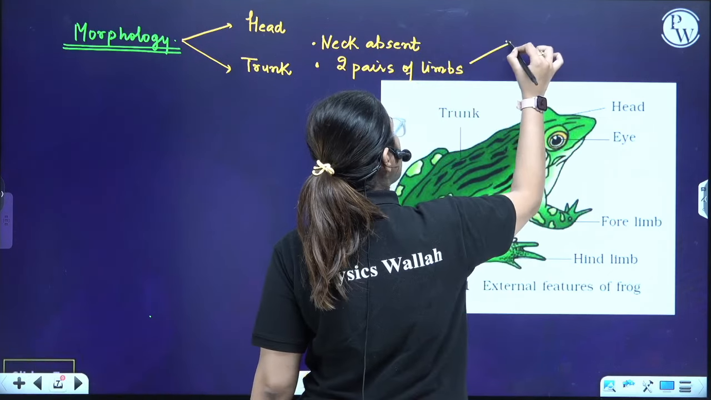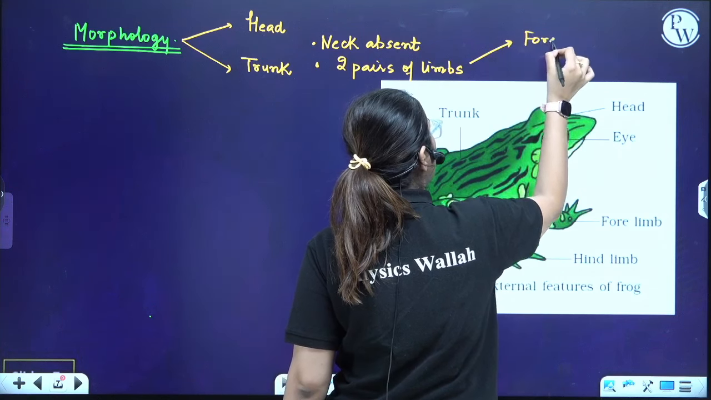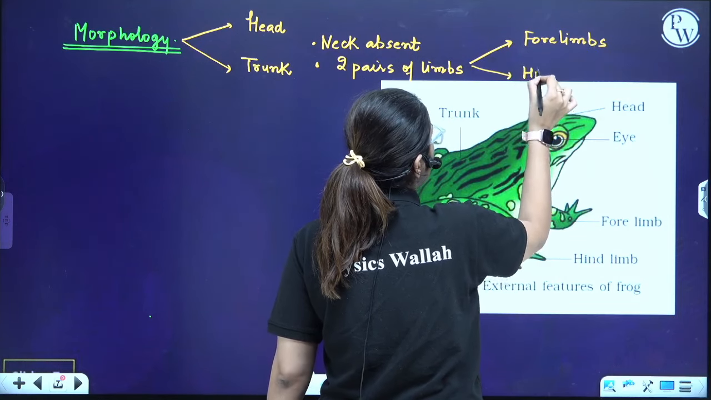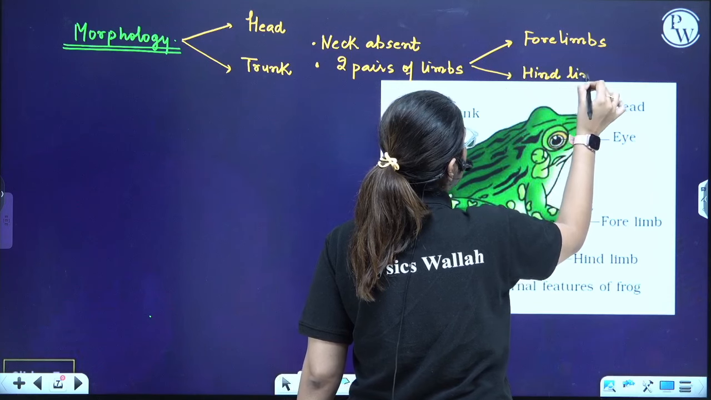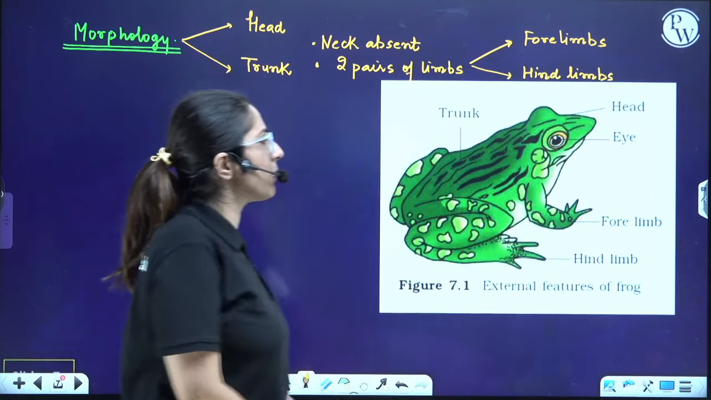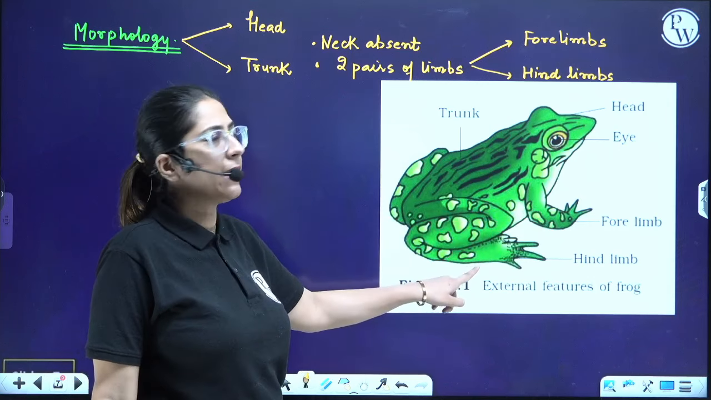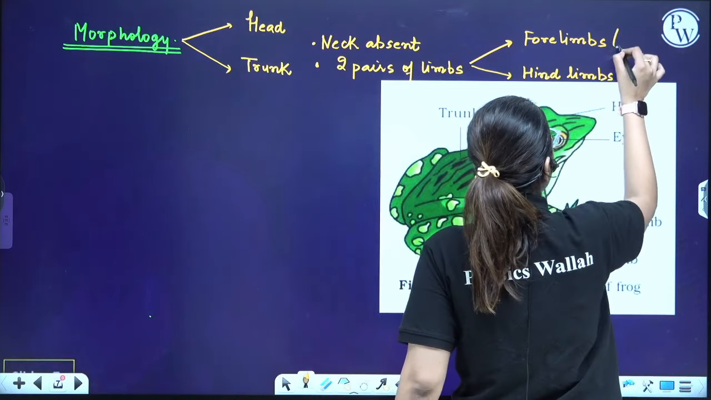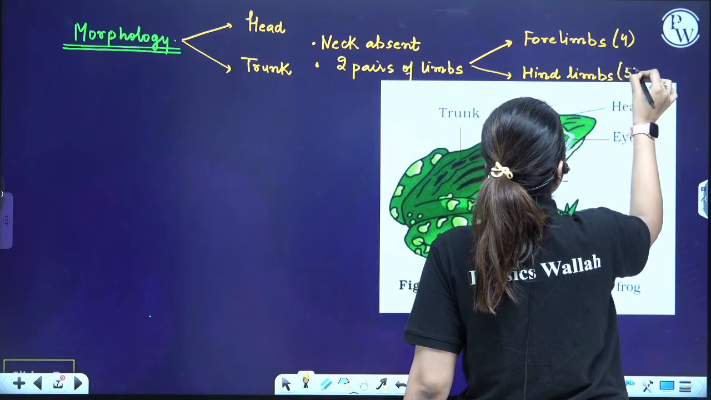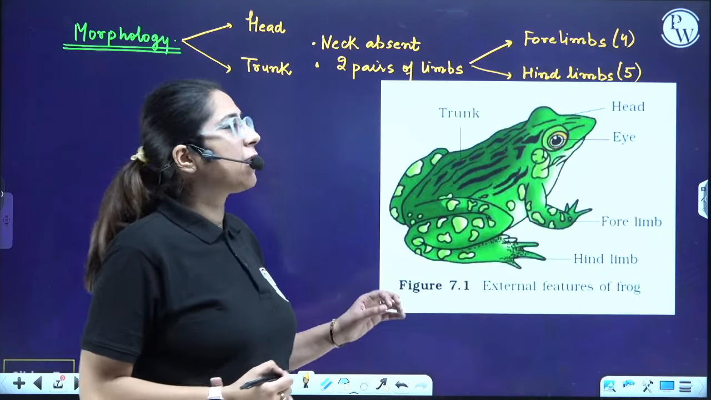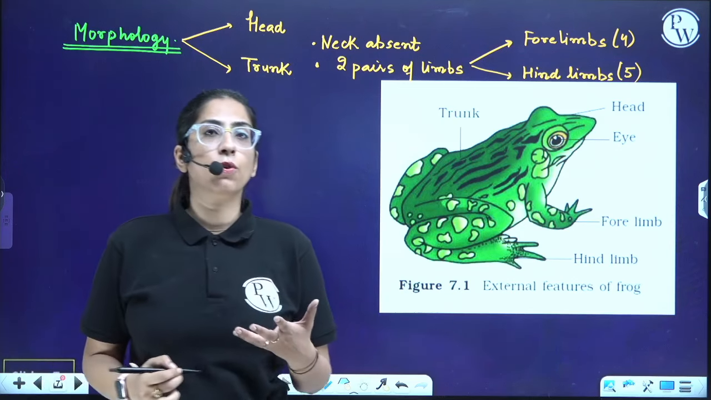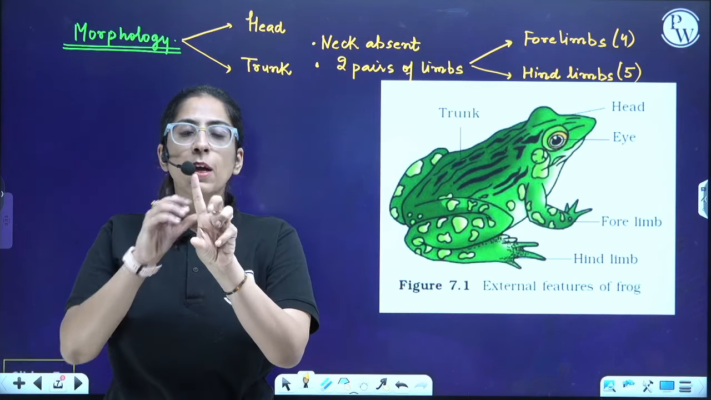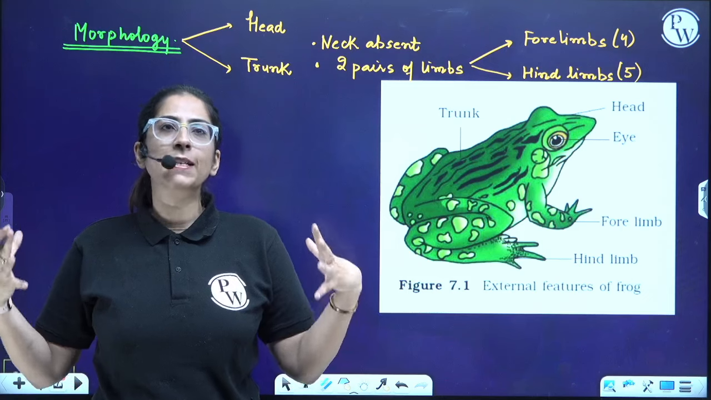Now, the two pairs of limbs are the forelimbs and the hind limbs. See, these are the forelimbs and these are the hind limbs. If you look at the forelimb, four toes are present. How many? Four toes. Whereas in the hind limb, five toes are present. Clear? In the male, copulatory pads are present on the first digit of the forelimb. So they have copulatory pads, and copulatory pads help in copulation.